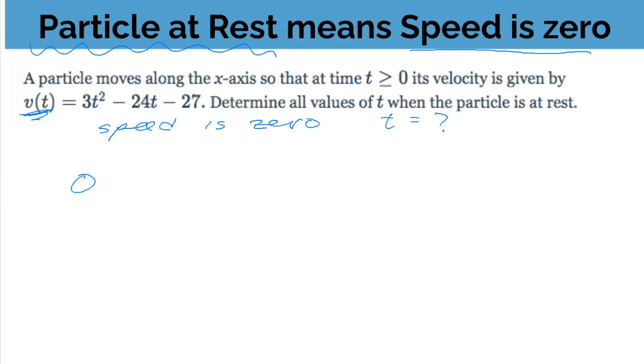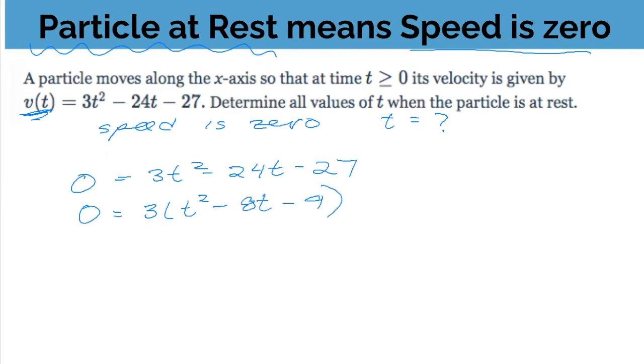So we're going to say 0 equals 3t squared minus 24t minus 27. And then we're going to factor. So we're going to factor out a 3. So it's going to give you t squared minus 8t minus 9. And then you're going to say what multiplies to give you that. So we're going to say t minus 9 and t plus 1. Okay, those are the two that factor out.